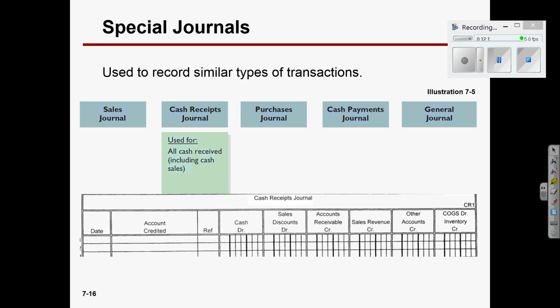Now, do you notice some of them, and if you have notes in front of you, you can see it a little bit better. Some of them say things like cash debit. Well, if it says cash debit, I don't have to write cash over here because the column heading tells me that. Okay. If it says sales discount debit, I don't have to go write sales discount over here because the heading took care of it. But when I get to something that says AR credit, which one? Ooh.